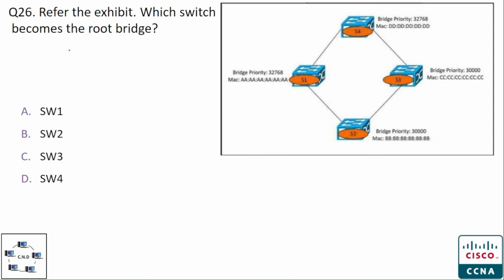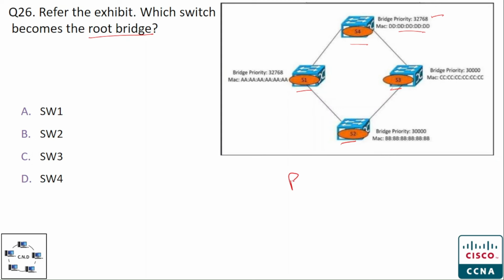Question number 26. Refer to the exhibit. Which switch becomes the root bridge? So here we have 4 switches: switch 1, switch 2, switch 3 and switch 4. The question is asking which switch will become the root bridge, and against each switch we have been given the bridge priority and its MAC address.